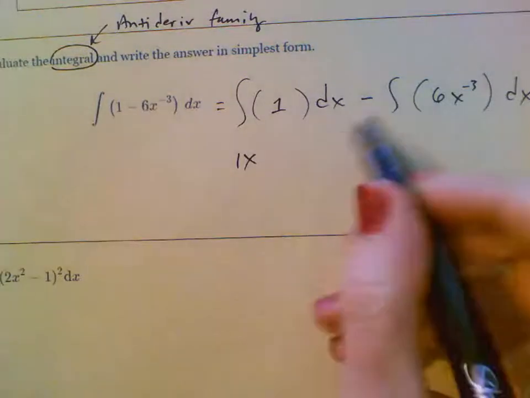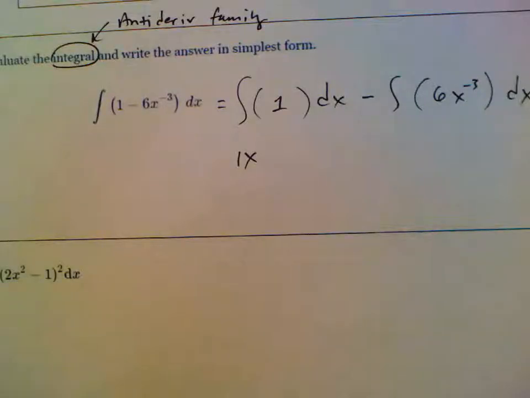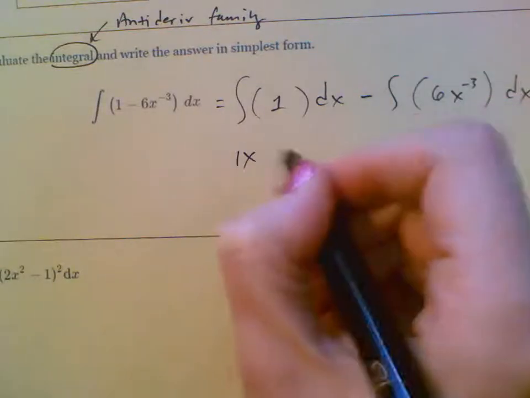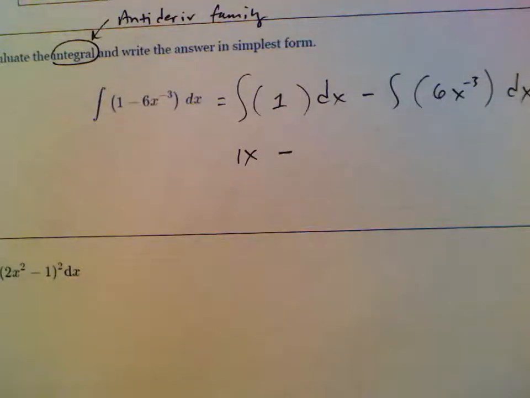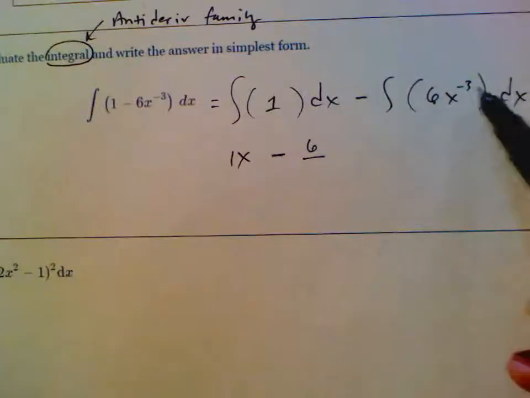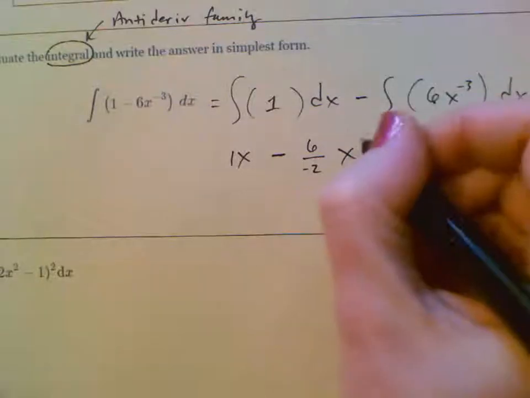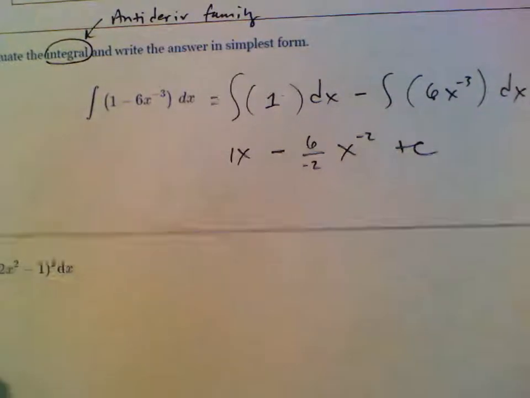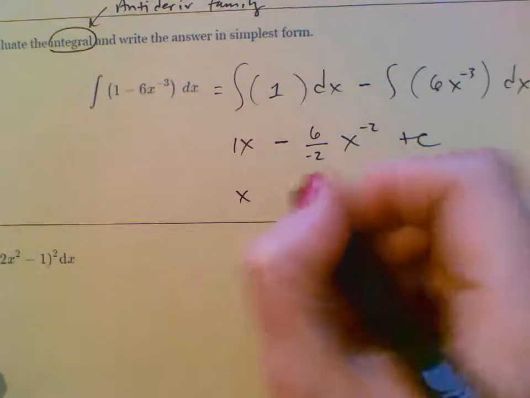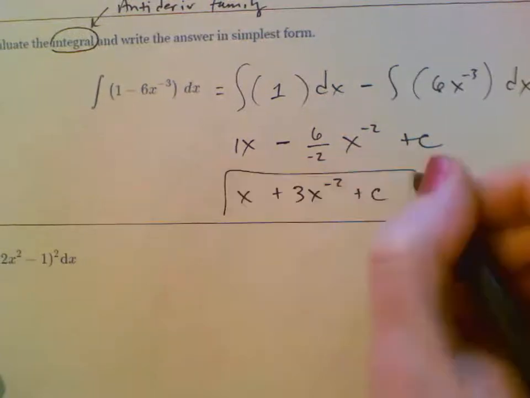Don't worry about the plus c. We just put the plus c at the very end. That plus c will take care of all of the infinite numbers of members of the family. Then I'll bring down this minus. Here the coefficient is 6. I'm going to divide 6 by the new exponent. Negative 3 plus 1 is negative 2. So x to the negative 2, and then the plus c at the end. This is x, and this is negative 3, so minus negative 3. So x plus 3x to the negative 2 plus c.